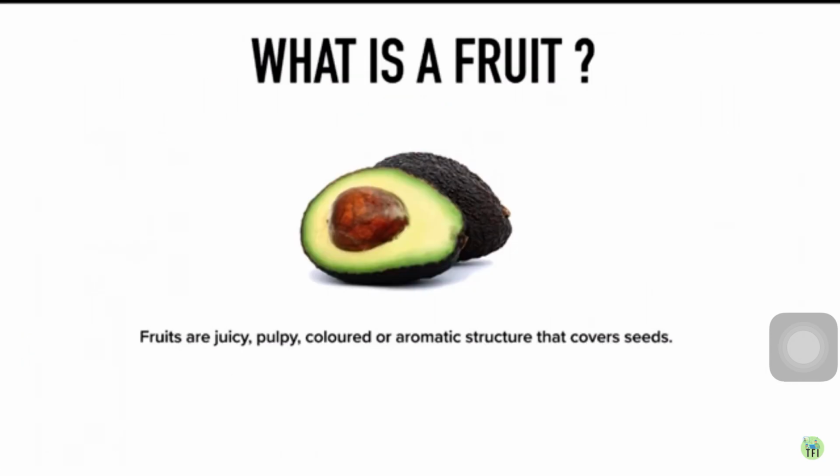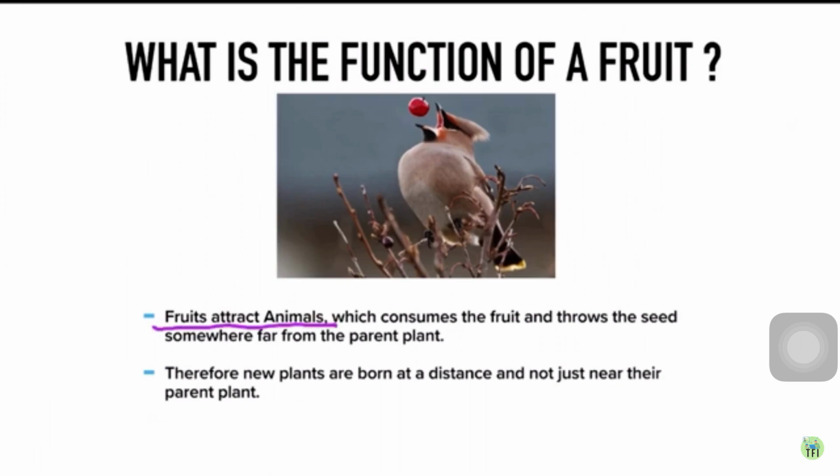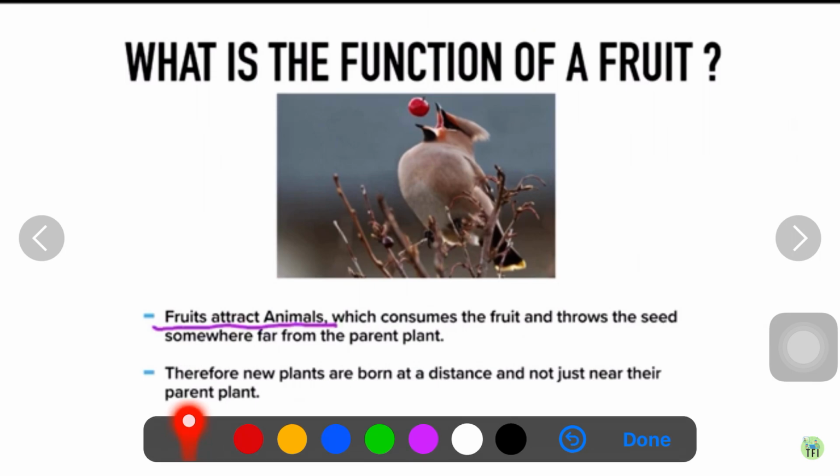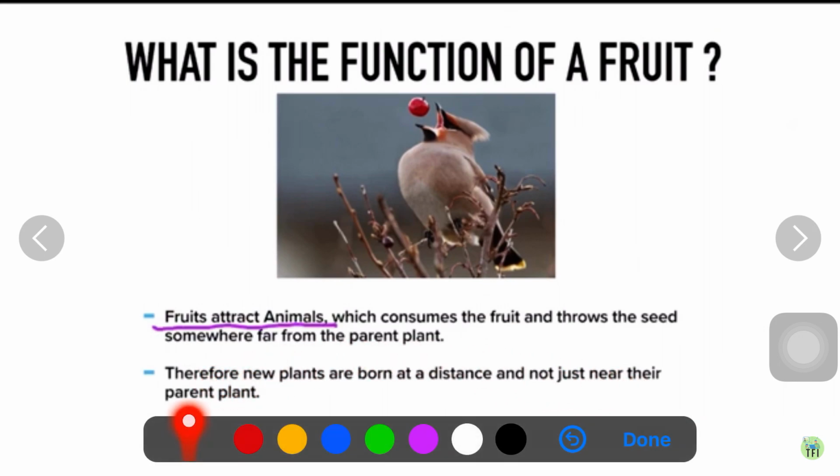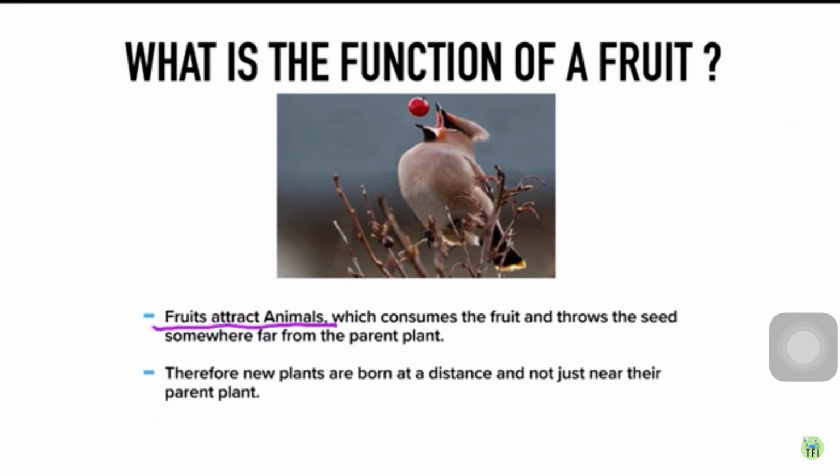What is a fruit? What is the function of a fruit? What does the fruit do? Fruits attract animals which consume the fruit and throw the seeds somewhere far from the parent plant. Therefore, new plants are born at a distance and not just near their parent plant. So, fruit also helps in one kind of reproduction.